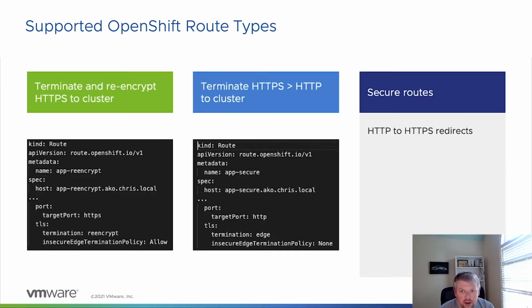The second secure route type we have is where we are terminating on the edge. You can see that down here, termination edge and termination re-encrypt over on the left. With the terminate HTTPS, termination on the edge, we'll take SSL on the front end and then we'll pass HTTP to the back end.